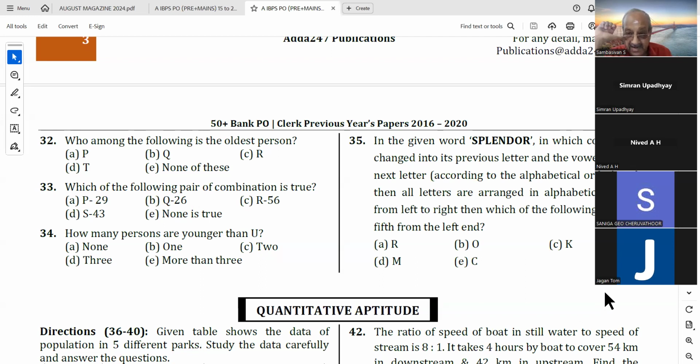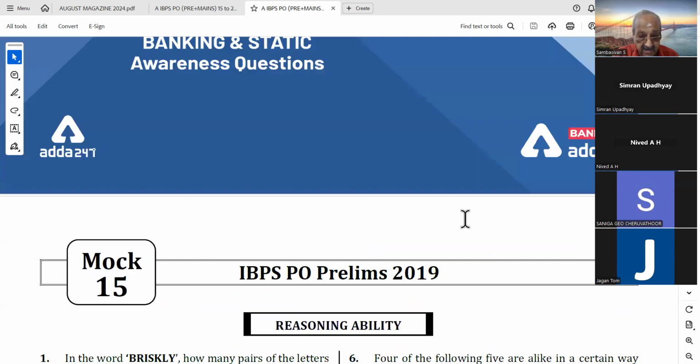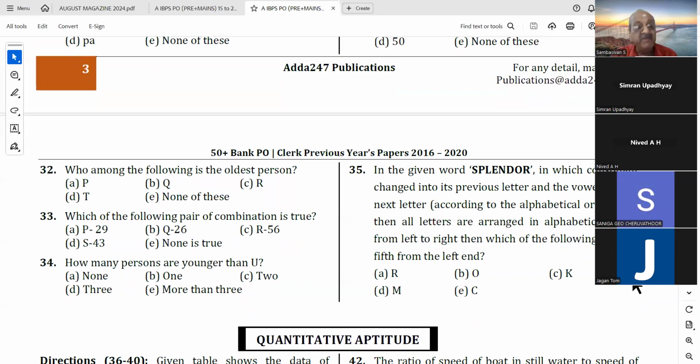In the given word splendor, each consonant is changed into the previous letter and each vowel into its next letter according to alphabetical order, then all the letters are arranged in alphabetical order from left to right. Then which of the following letters is fifth from the left end? I am not sure nowadays they are asking questions like this, because this in their view is very simple. Now it has become simple. This was a question asked in the year 2019. Now, maybe you can expect it because only 4 years, 5 years are over. Maybe we can expect this.